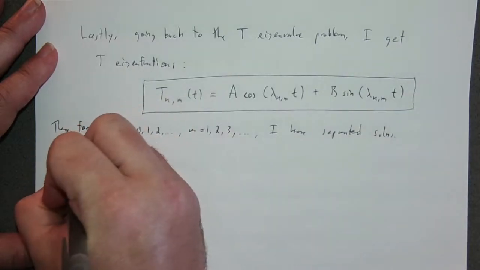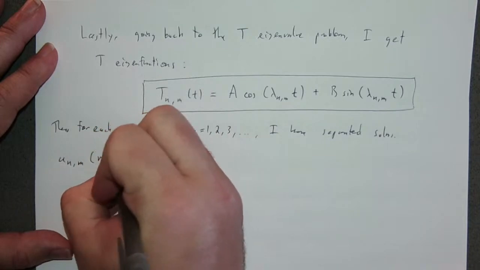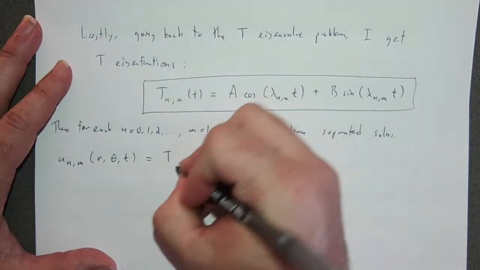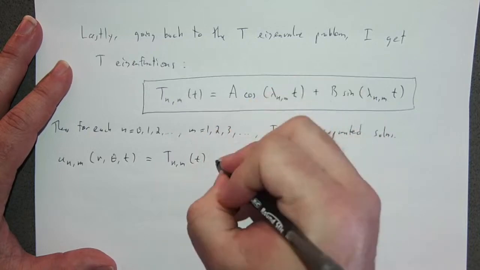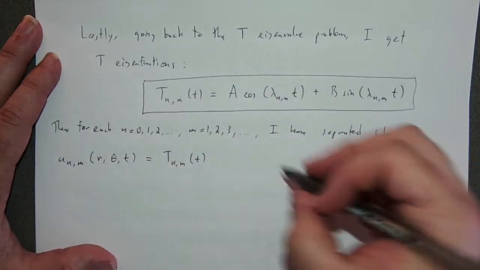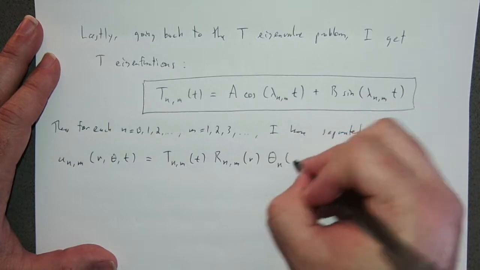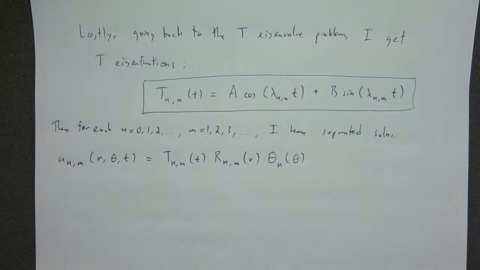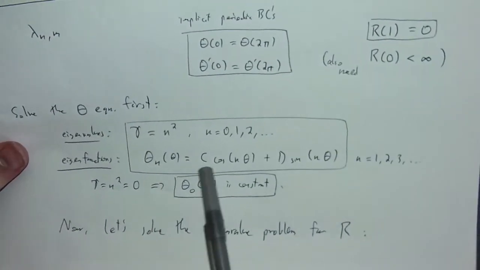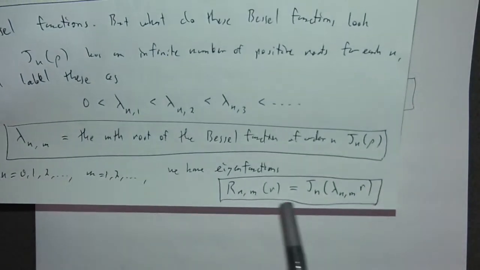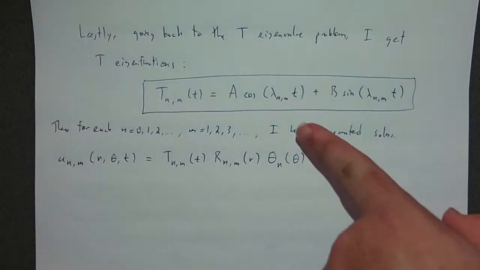u sub nm of r, theta, t that look like what? Well, these are going to look like, I'm going to write the t first just because, so this would be T nm of t times R nm of r times Theta n of theta, right? And so what do these look like? So let's just refresh my memory, right? The theta n eigenfunctions look like this. The r eigenfunctions involve these Bessel functions. And the t eigenfunctions look like this.